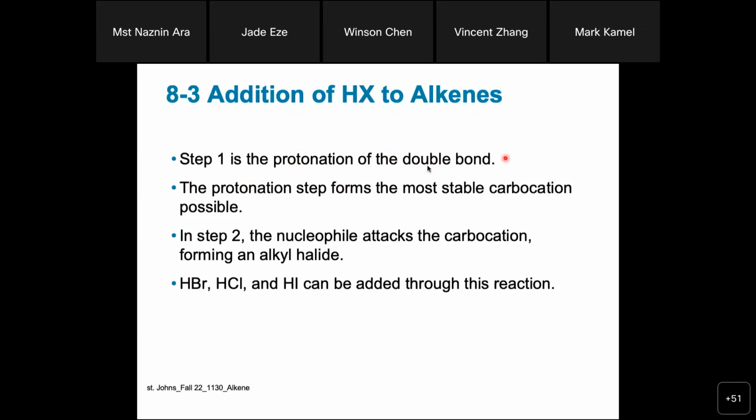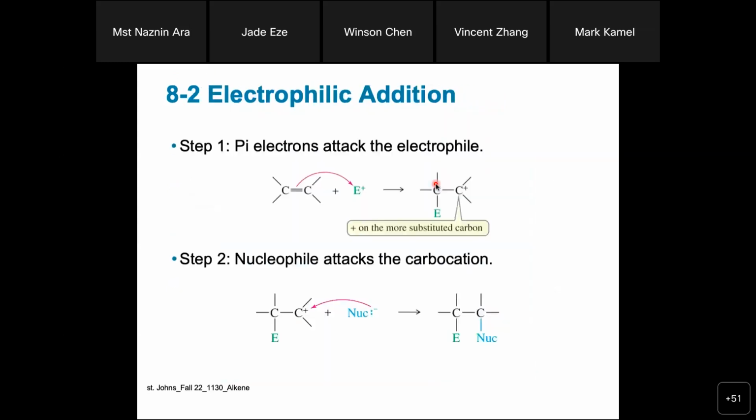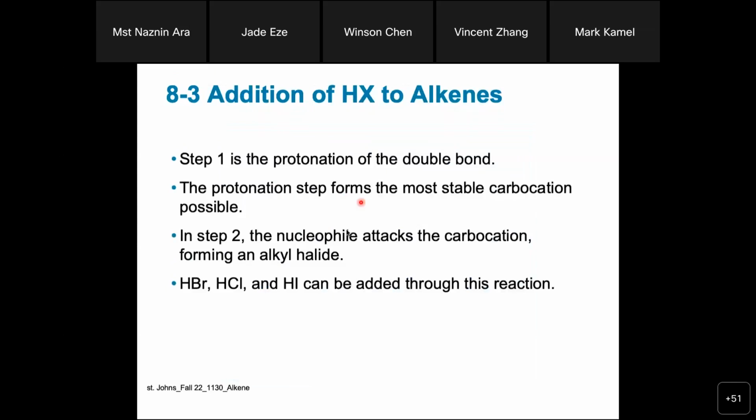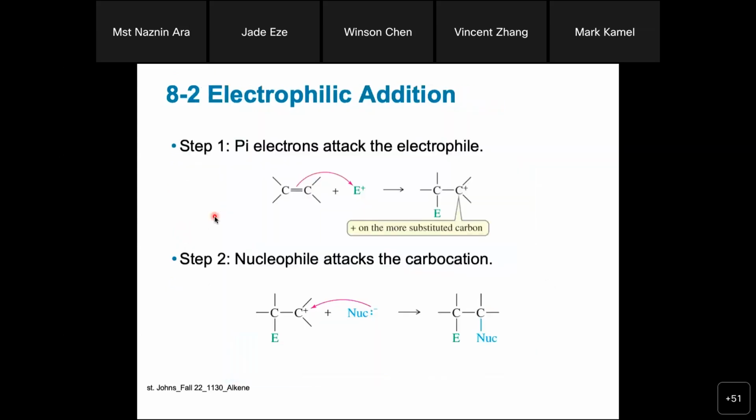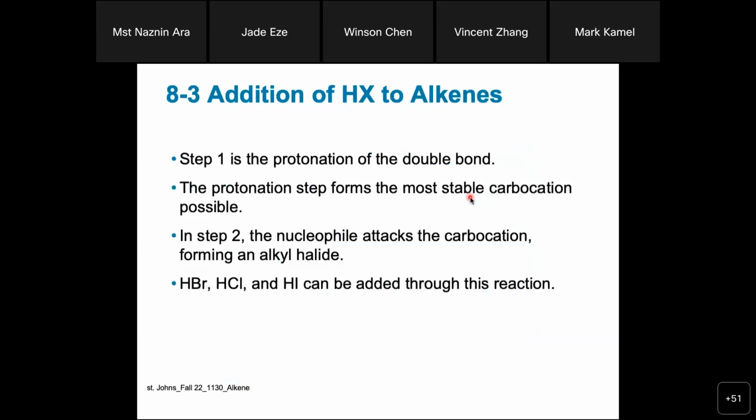Step 1 is the protonation of the double bond. This is the same, step 1 is here, okay? Now, the protonation step forms the most stable carbocation. Here, the pi bond breaks because pi bonds are very loosely bound and they look for some electrophile. So a proton or electrophile binds here and leaves the carbon electron deficient, as a positive carbon. This is called the carbocation. In step 2, the nucleophile attacks the carbocation forming an alkyl halide. So now hydrogen bromide, hydrogen chloride, hydrogen iodide can be added through this reaction.